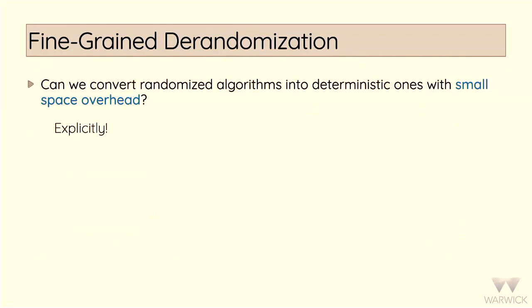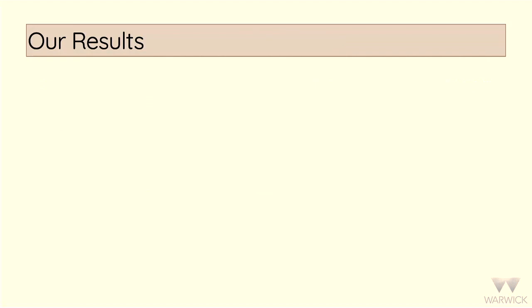So, of course, we want kind of a recipe. We want to do it explicitly. We don't just want to ask what's C. We want to do it explicitly. We want to get C as small as possible. And, of course, we want to get plausible, nice hardness assumptions. Okay, so what do we get?